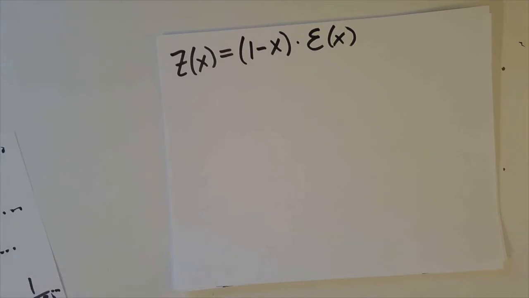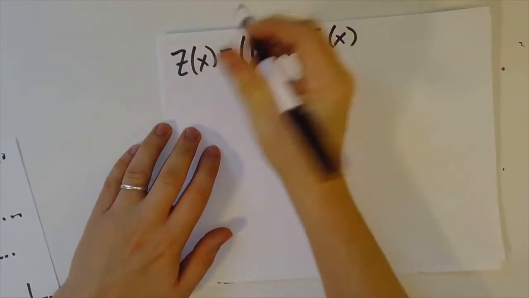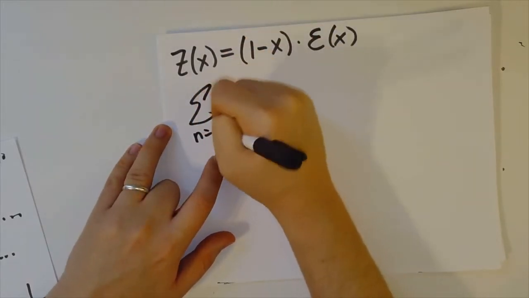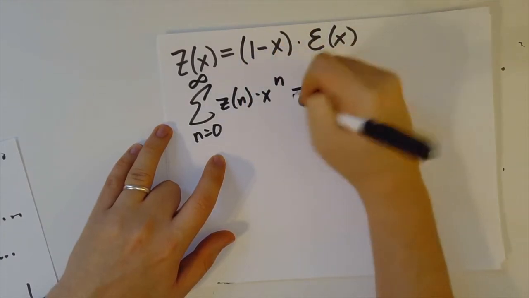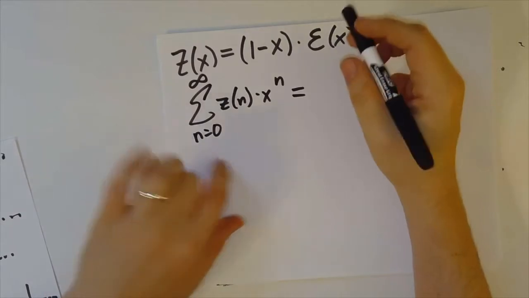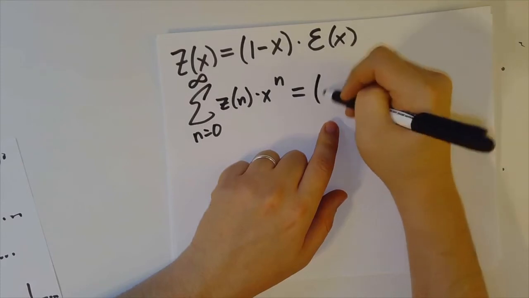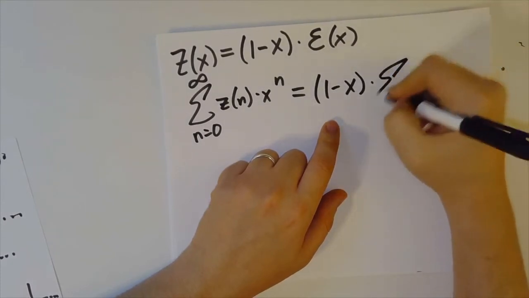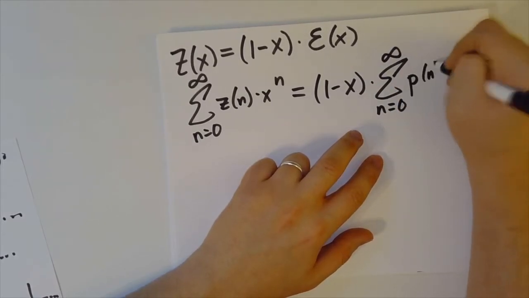Okay. Now, this seems not to say very much. And I mean, on some level, that's true. But I want to actually write all of this out super explicitly. So on the left-hand side, we've got the sum as n goes from 0 to infinity of z(n) times x to the n. And on the right-hand side, we have E(x) minus x times E(x). So that's (1 minus x) times the sum as n goes from 0 to infinity of p(n) times x to the n.